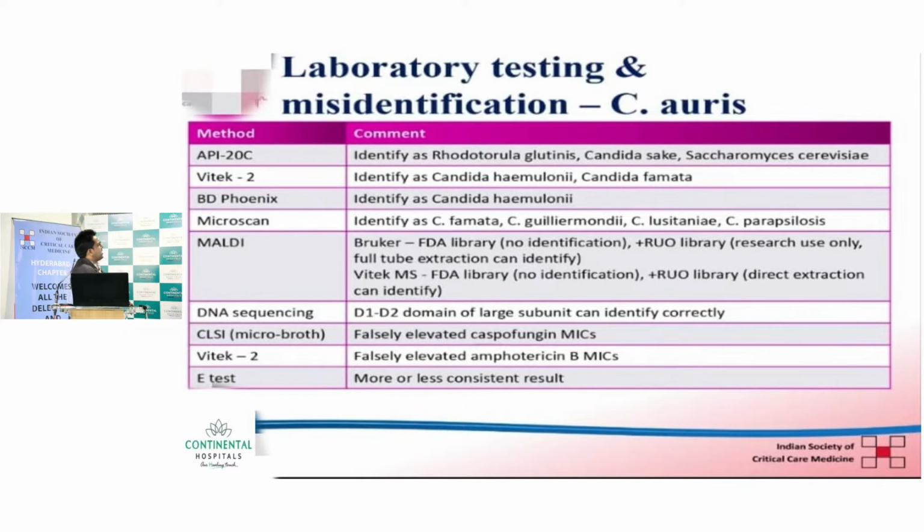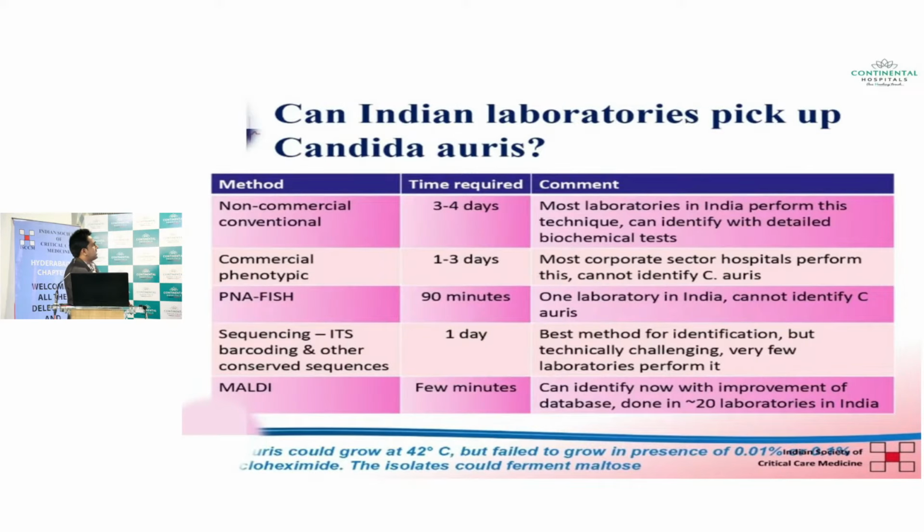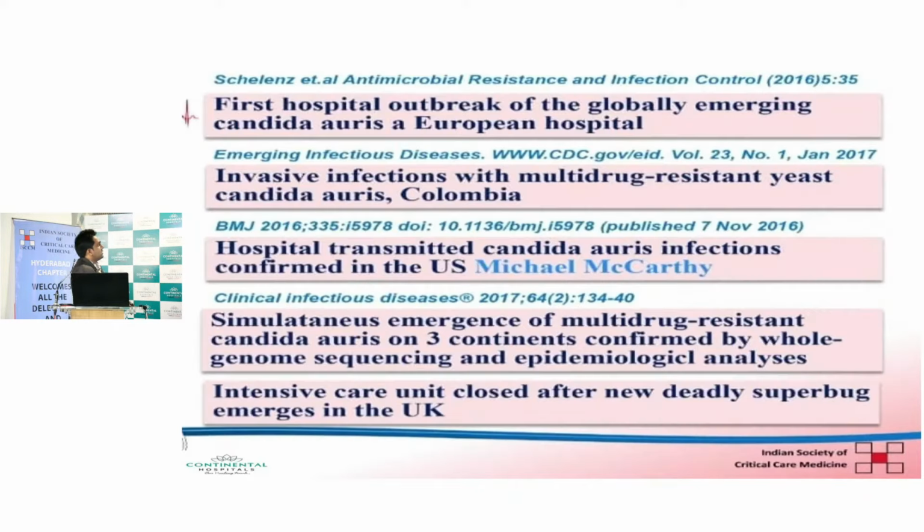How do we detect this Candida? The API, Vitek, BD Phoenix, MicroScan: none of them detect this deadly bug. Only DNA sequencing can detect it, but it is available in very few places. Commercial and non-commercial methods, FISH, none of them will detect it. ITS sequencing is the best method, but very few labs perform it. This bug has already spread globally. It has reached Colombia, the US, three continents, and outbreaks are being reported in the US and UK because of this deadly bug.